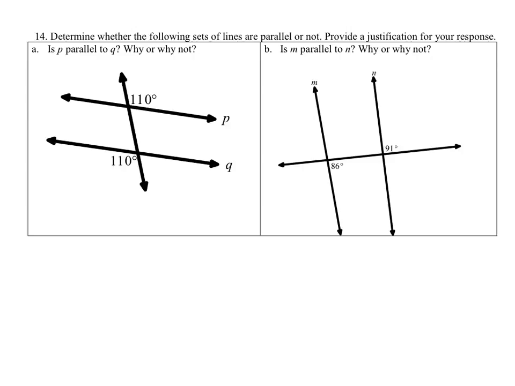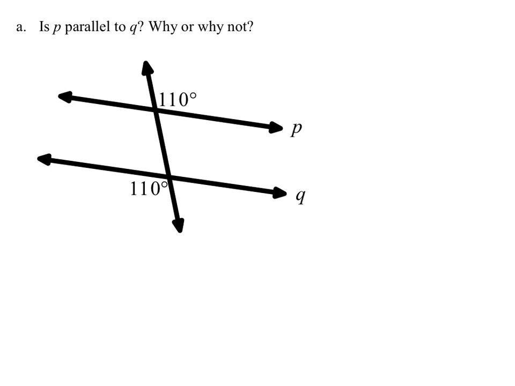Determine whether these following sets of lines are parallel or not. Provide a justification for the response. We will. Is P parallel to Q? Why or why not? That's very good. Yes. These two are alternate exterior, and they are congruent, so the two lines must be parallel.